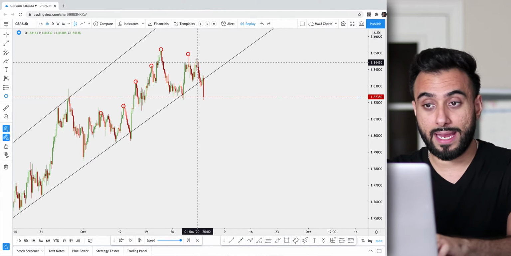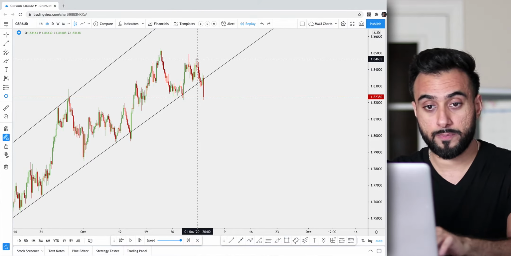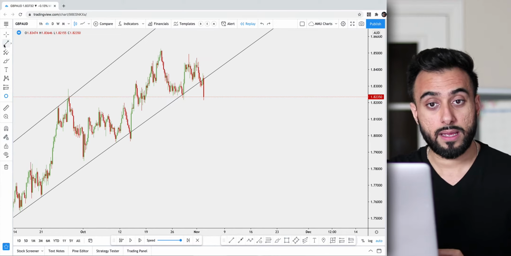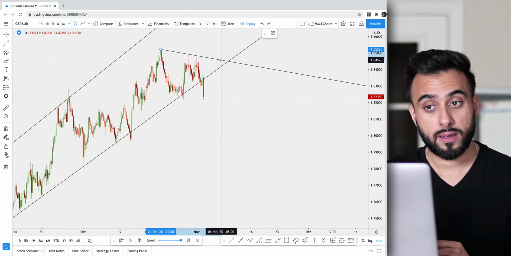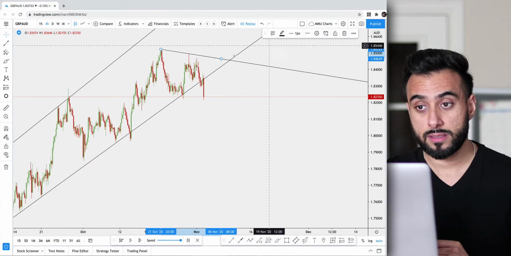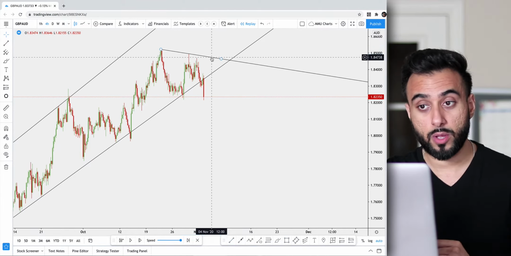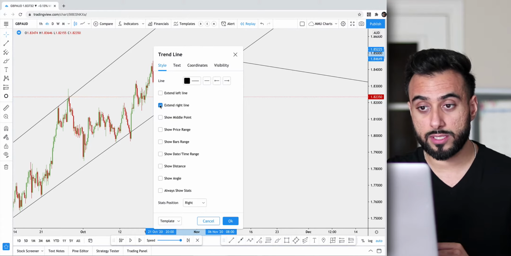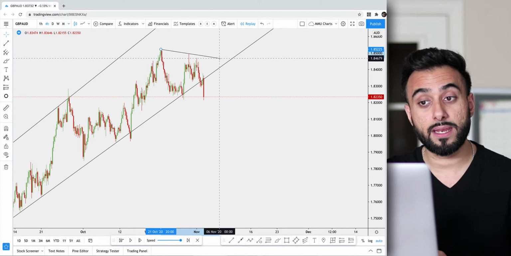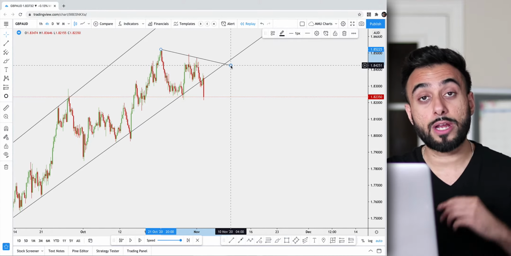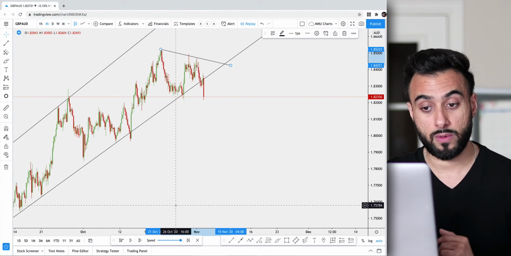So let me just go ahead and delete all of these little circles here. And we would draw the trend line touching the wicks. But you'll notice, let me just go ahead and take out this little extend line here. But you'll notice another high was created. So we would adjust this trend line to try to touch as many wicks as possible.